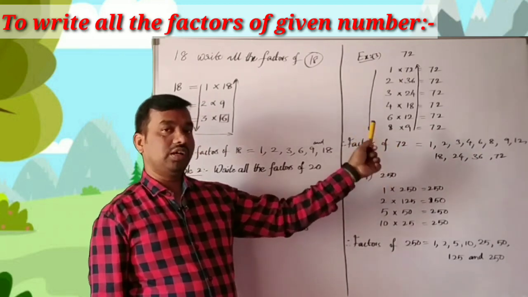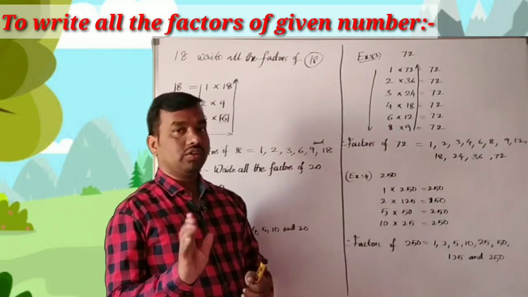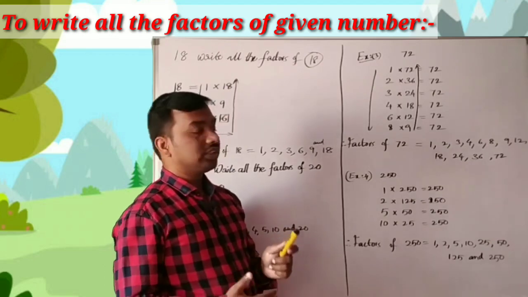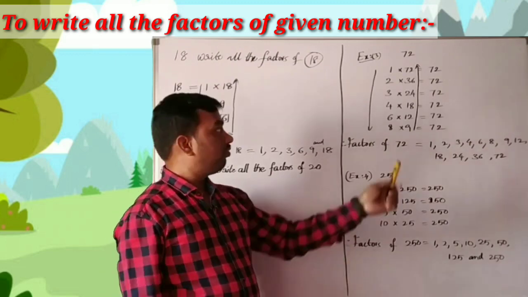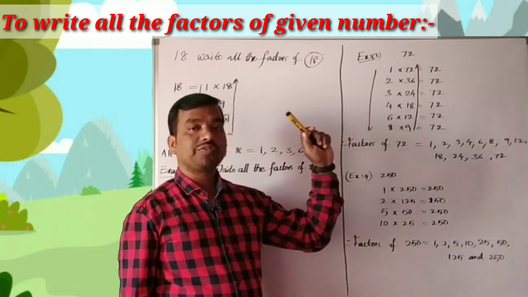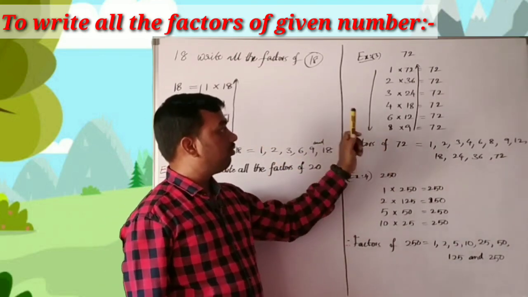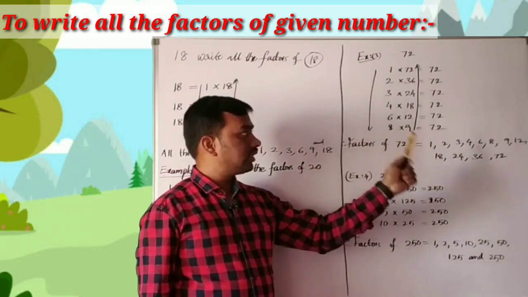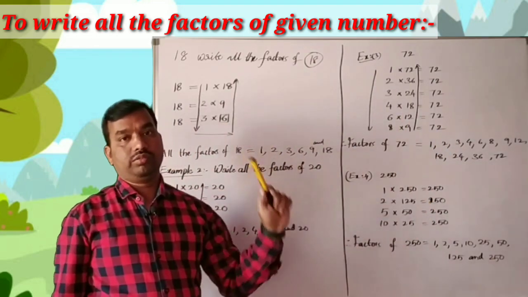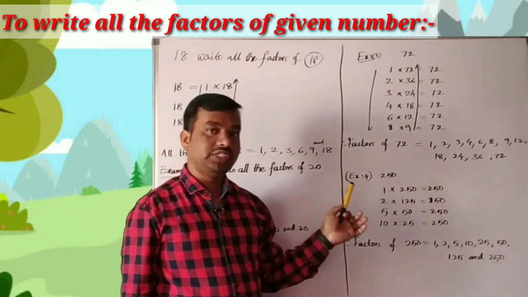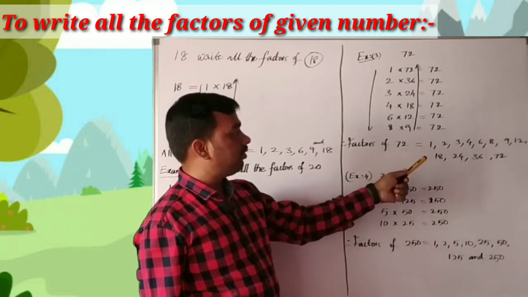So these are all the factors of 72. After 9, 10, 11, no. After 12, then 13, 14, 15, 16, 17 we can't get. Do you understand? So when the sentence is repeating, you leave it. So factors of 72: 1, 2, 3, 4, 6, 8, 9, 12, 18, 24, 36, 72. These are all the factors of 72. How many factors are you getting? 1, 2, 3, 4, 5, 6, 7, 8, 9, 10, 11, 12.